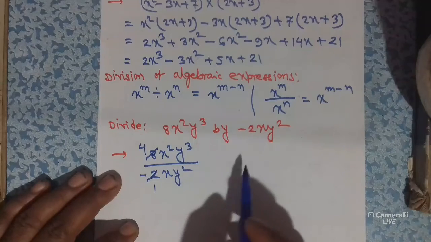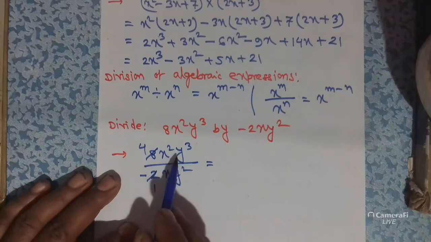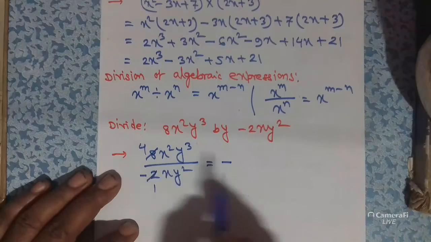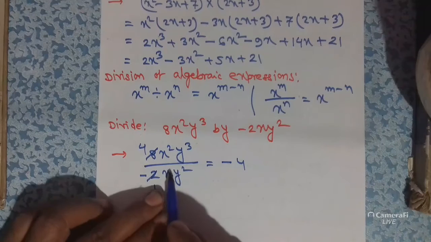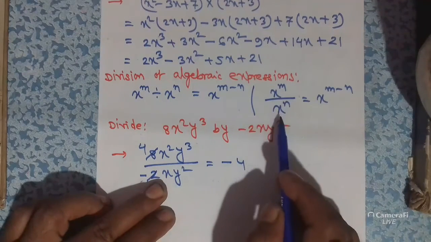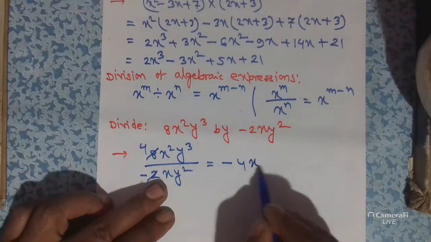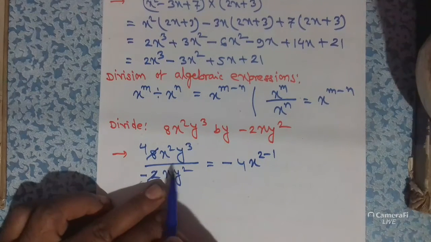Now after this we can write it like this, that it will be minus 4, because the numerator is plus and the denominator is minus, so plus multiply minus is minus, and we have to write 4. Then here x to the power 2 and x to the power none. X to the power none means x to the power 1. It is only x, that means x to the power 1. So here we can use this formula, that x to the power m by x to the power n is equal to x to the power m minus n. So here we can write x to the power 2 minus 1, because m is 2 and n is 1.